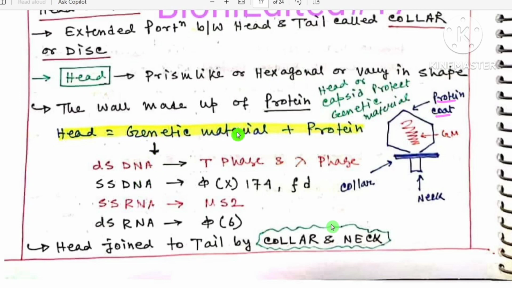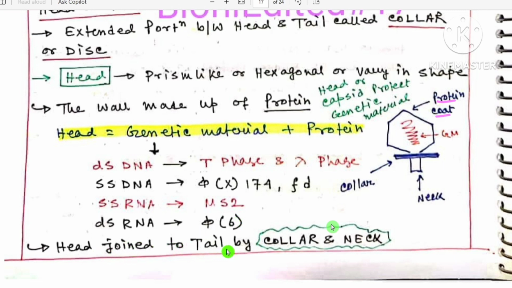So the head is made up of genetic material and protein, and the protein protects the genetic material, which may be of different types. A variety of genetic material can be seen in viruses. Usually DNA is double-stranded, but single-stranded DNA can be seen in bacteriophage phi X174 and fd. And usually RNA is single-stranded, but double-stranded RNA can be seen in the phi 6 bacteriophage.